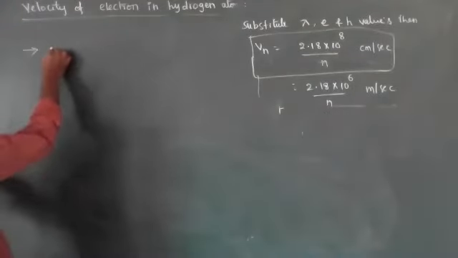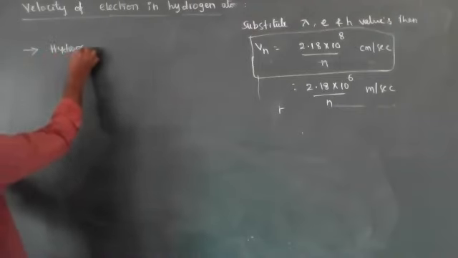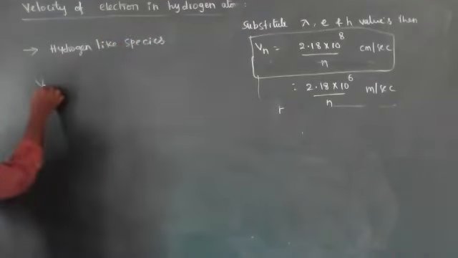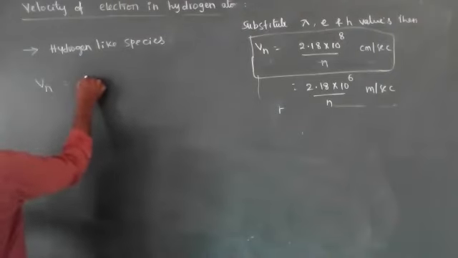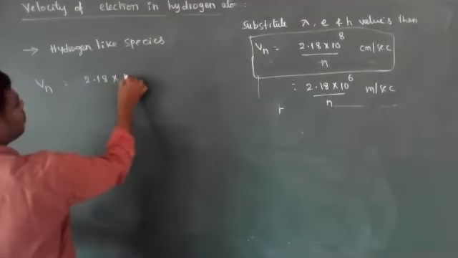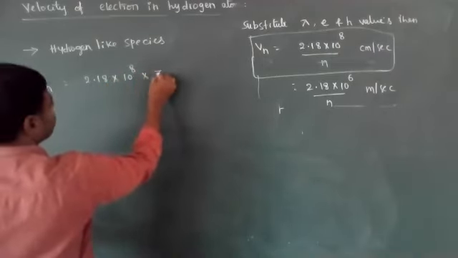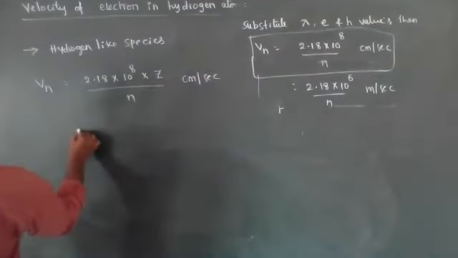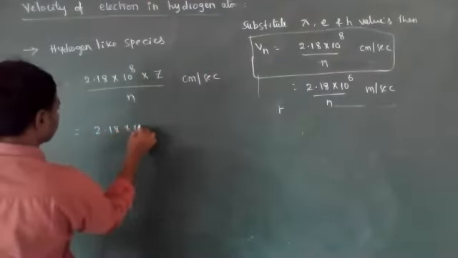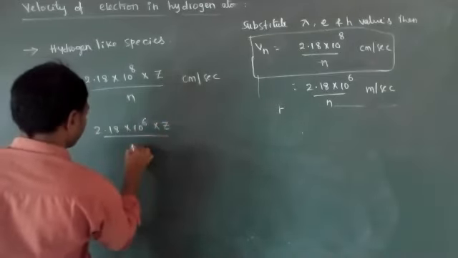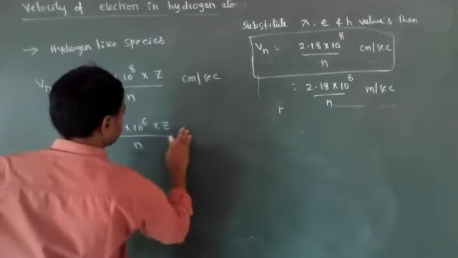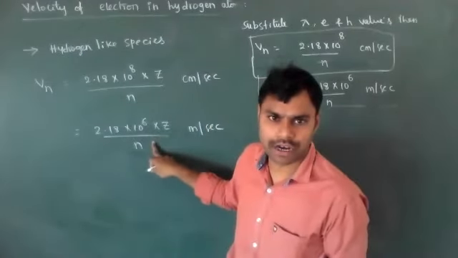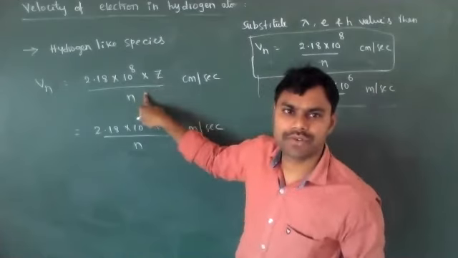Now, for hydrogen-like species, the velocity of electron present in nth orbit is equal to 2.18 into 10 to the power of 8 into z by n centimeter per second, or is equal to 2.18 into 10 to the power of 6 into z by n meter per second. If asked to calculate the velocity in meter per second, use this formula. If centimeter per second is asked, use this formula.